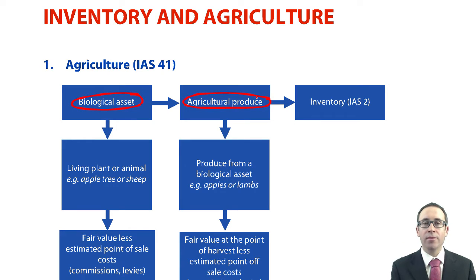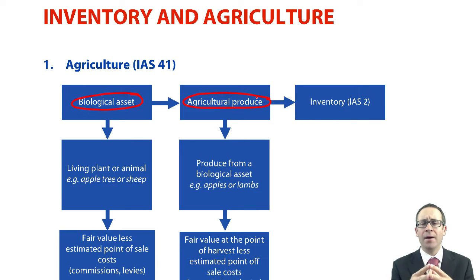Okay, so let's think about what we have with regards to a biological asset. A biological asset is any living plant or animal. So you're involved in agricultural activity. You have your cows, you have your sheep if you're involved in livestock, or maybe you have your trees or your wheat or your sugar cane. Okay, it's a living plant or animal.